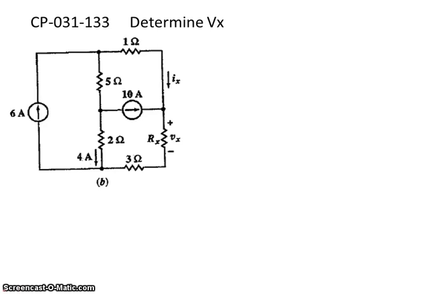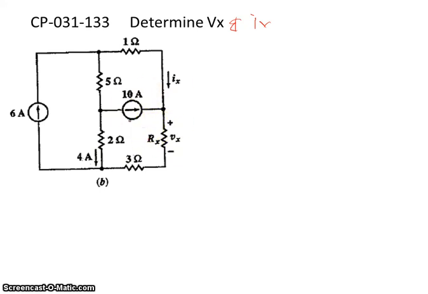Now let's work on part B of homework problem cp031 and 133. Again, we want to determine v sub x and I sub x. So here we have I sub x and here we have v sub x. And so we will try to find the easiest way to obtain these values.